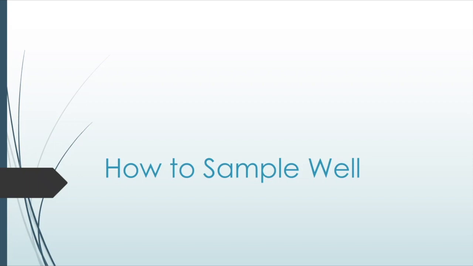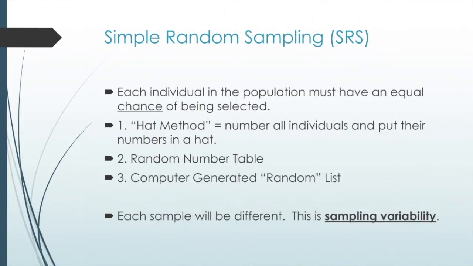Now we're going to learn how to sample. Not just sample, but sample well. The very basis of sampling in statistics is the simple random sample. When we do this, each individual in the population must have an equal chance of being selected. If you haven't had a chance to be selected, then bias has occurred.